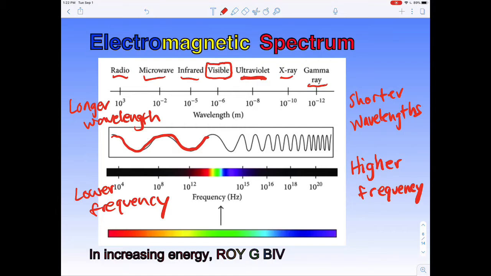In terms of the visible light spectrum, if you're trying to remember the order: red, orange, yellow, green, blue, indigo, violet, or Roy G. Biv. Red's going to have the longer wavelengths, and then violet would have the shorter wavelengths.